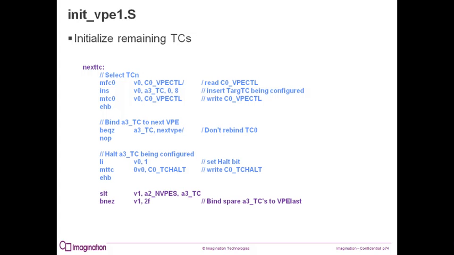The code tests to see if this TC is the first TC bound to a VPE. If not, it branches to the binding code. This is done because this example sets up only one TC to execute per VPE. If there are more TCs than VPEs, the branch will be taken and the TC will be bound to the last VPE in the system. The branch delay slot is used to save the number of VPEs in the A2 NVPEs register.